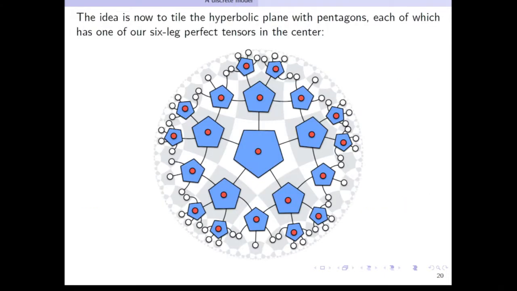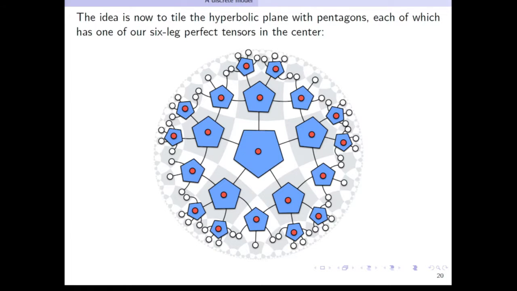So now the idea is that I'm going to take the hyperbolic plane and tile it with pentagons. That's this white and gray, or I guess the blue things, in the background here. Each pentagon I'm going to interpret as one of these 6-index tensors. Five of the legs I'm going to contract with the neighbors, and the sixth one, which is indicated by this red dot, I'm going to leave free.